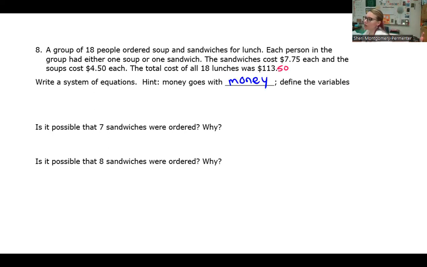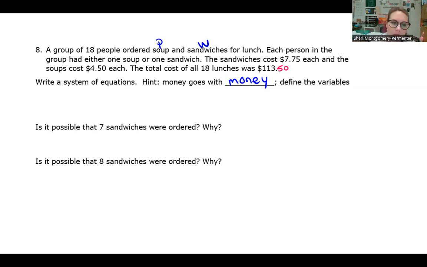And we're going to define our variables. When we do these, we're not going to use X and Y because when we get our answers, it's confusing to use X and Y when we're talking about soup and sandwiches. In this case, we can't really use S for soup because sandwiches also starts with an S. So we're going to have to get a little creative. For soup, we could use a P, and for sandwiches, we could use a W. So that is me defining the variable, saying which one is which.